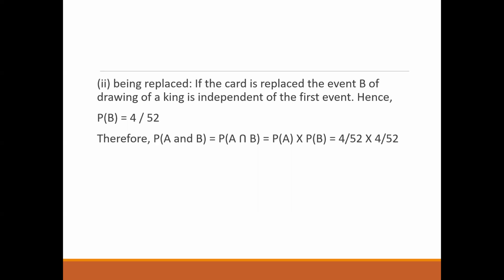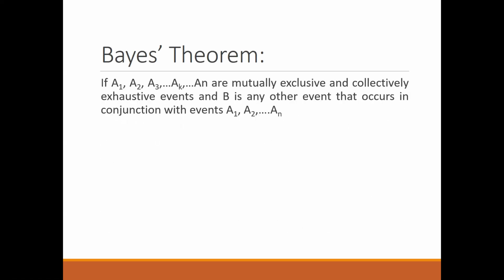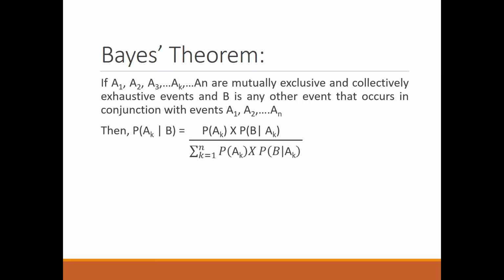Let's go ahead with the Bayes theorem, which is important. And many questions are asked in the question paper regarding this theorem. So considering multiple events here, from A1 to AN, we consider them to be mutually exclusive and collectively exhaustive events. And B is any other event that occurs in conjunction with the events A1 up to AN. So what is the formula here? Please note down this formula. This is the total formula.